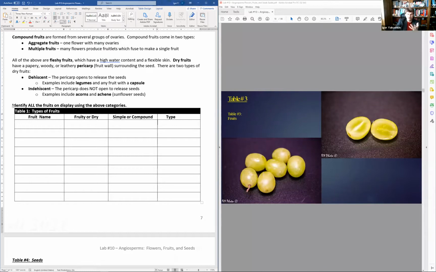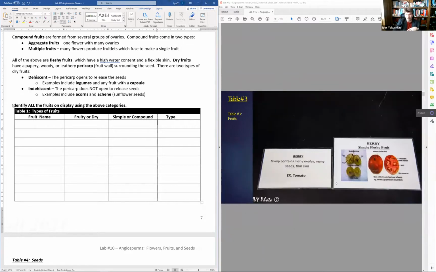Here we go, another one. Fleshy, simple. Well, that's a grape, of course. So grape: fleshy, simple, and the type would be a berry again. So here what we have is berry. But again, on the lab practical, if you say fleshy, simple, I'll be okay with it. If it's compound, or fleshy and then aggregate, I'll be okay with it as well.